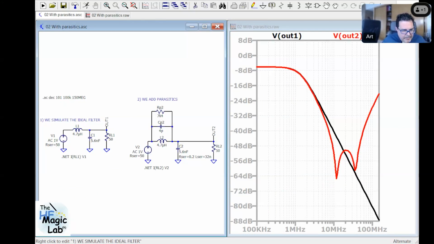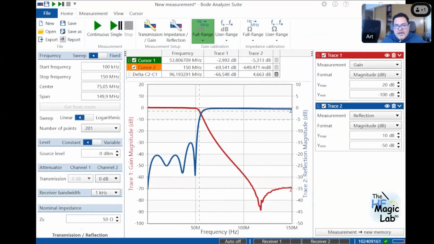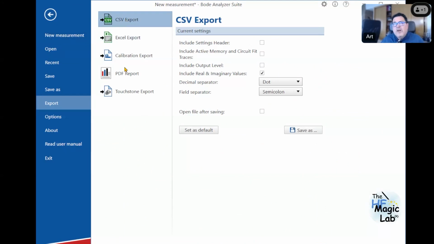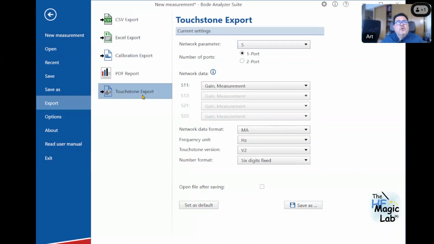Let's go to the Bode, again, to the Bode 100 software, 450 software. You can see here, if I go here to the export menu, when you are measuring components or systems, one of the options to export is Touchstone export. Touchstone is the format that is used to specify S parameters. I can specify that this is a two-port network, and I can specify for S11 the reflection, and for S22 the reflection. For the other S12 and S21, I specify the gain measurement, and you can specify here the units of the file that will be created.